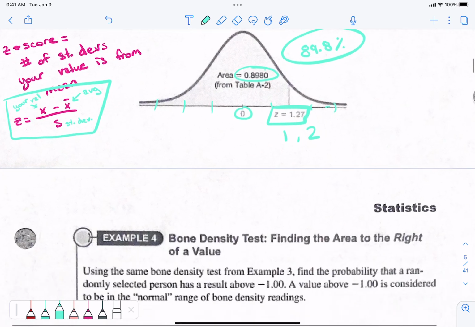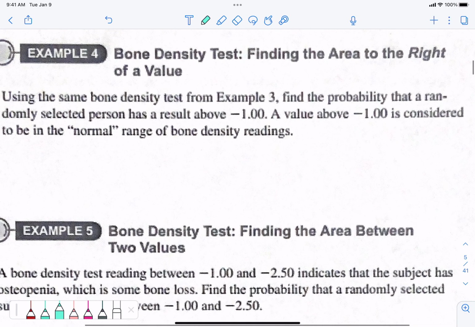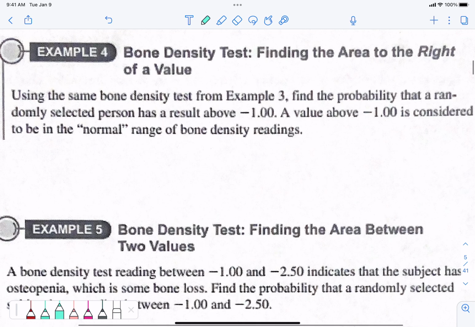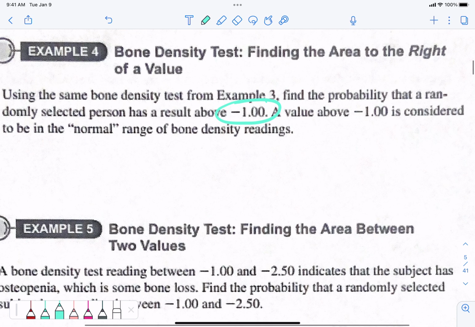Okay, let's go to the next example. Go to the next page. Here we go. This one is a little bit harder because they say, using the same bone density test, find the probability that a randomly selected person has a result that is above a -1. A value above -1 is considered to be a normal range for a bone density reading. Anybody that's above a -1. So here's what I want you to do.